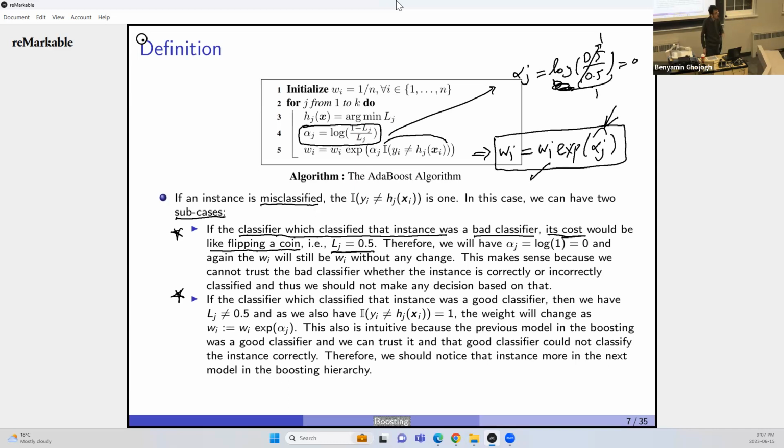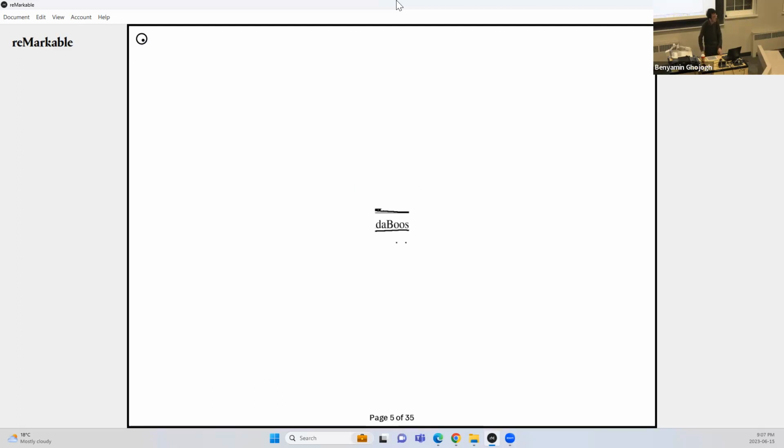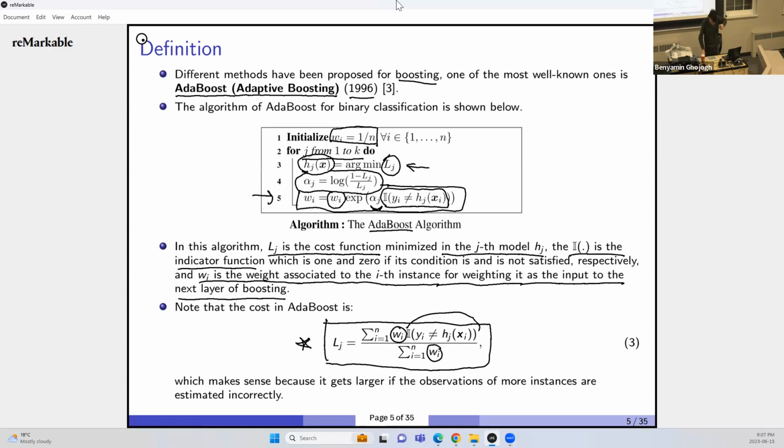Lj is the cost, the probability of belonging to the class. Lj is defined here. It should be close to 0. But when it is half, what does it mean? It's completely random. It's flipping a coin.